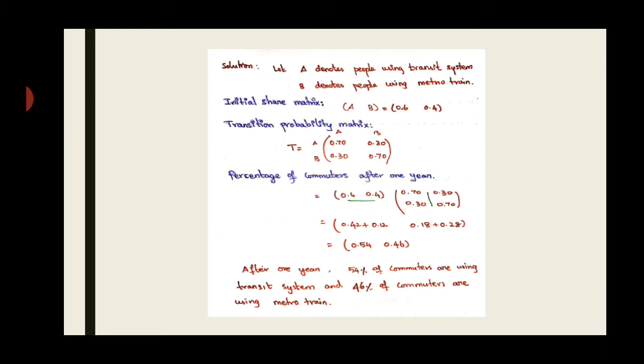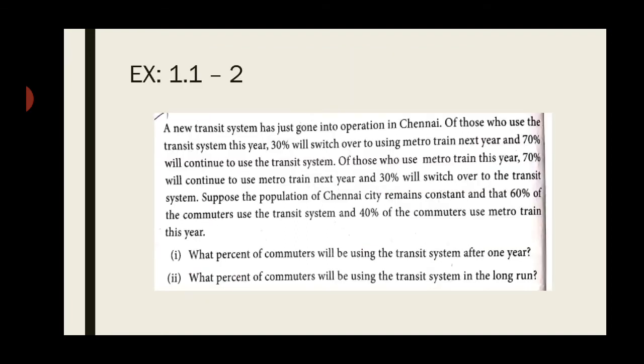Here, for your convenience, I have underlined. The first matrix 0.6, 0.4, I have underlined in green color, and that is the row. It should be multiplied with the first column in T matrix. So 0.6 with 0.7, when you multiply, 0.42, plus 0.4 with 0.3, when you multiply you get 0.12. Okay, now first row second column we are going to multiply. So 0.6 with 0.3 gives 0.18, plus 0.4 into 0.70 gives 0.28. While adding we get 0.54 and 0.46.